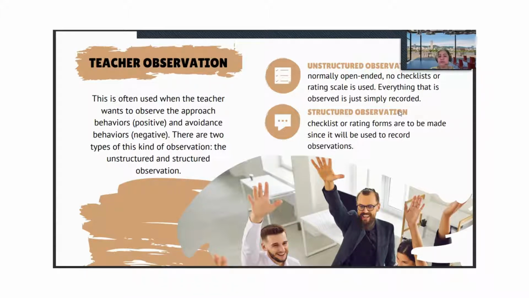Then structured observation uses a checklist or rating forms. These are the ones that have rating scales or checklists. We are checking the behavior of the student per the checklist that we have developed.